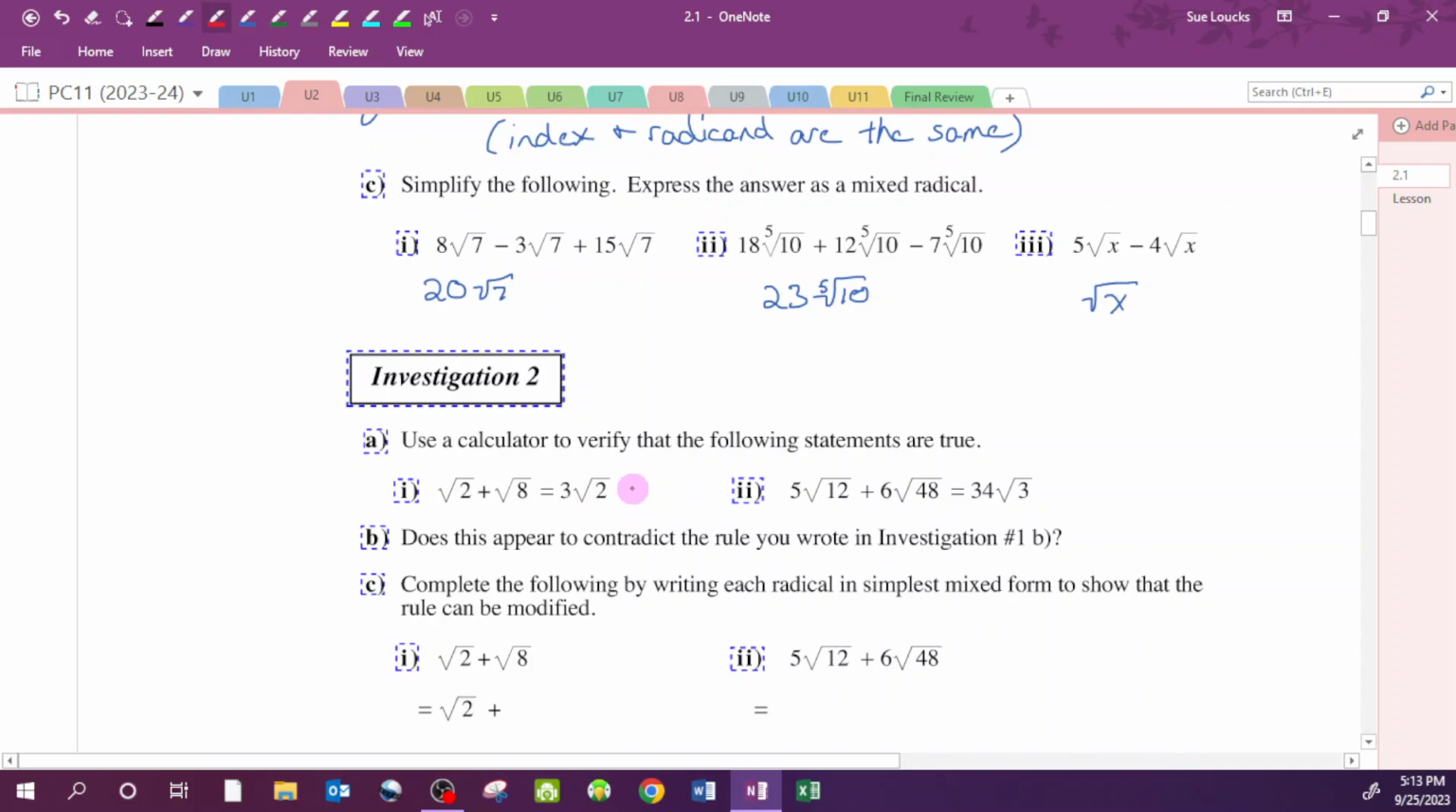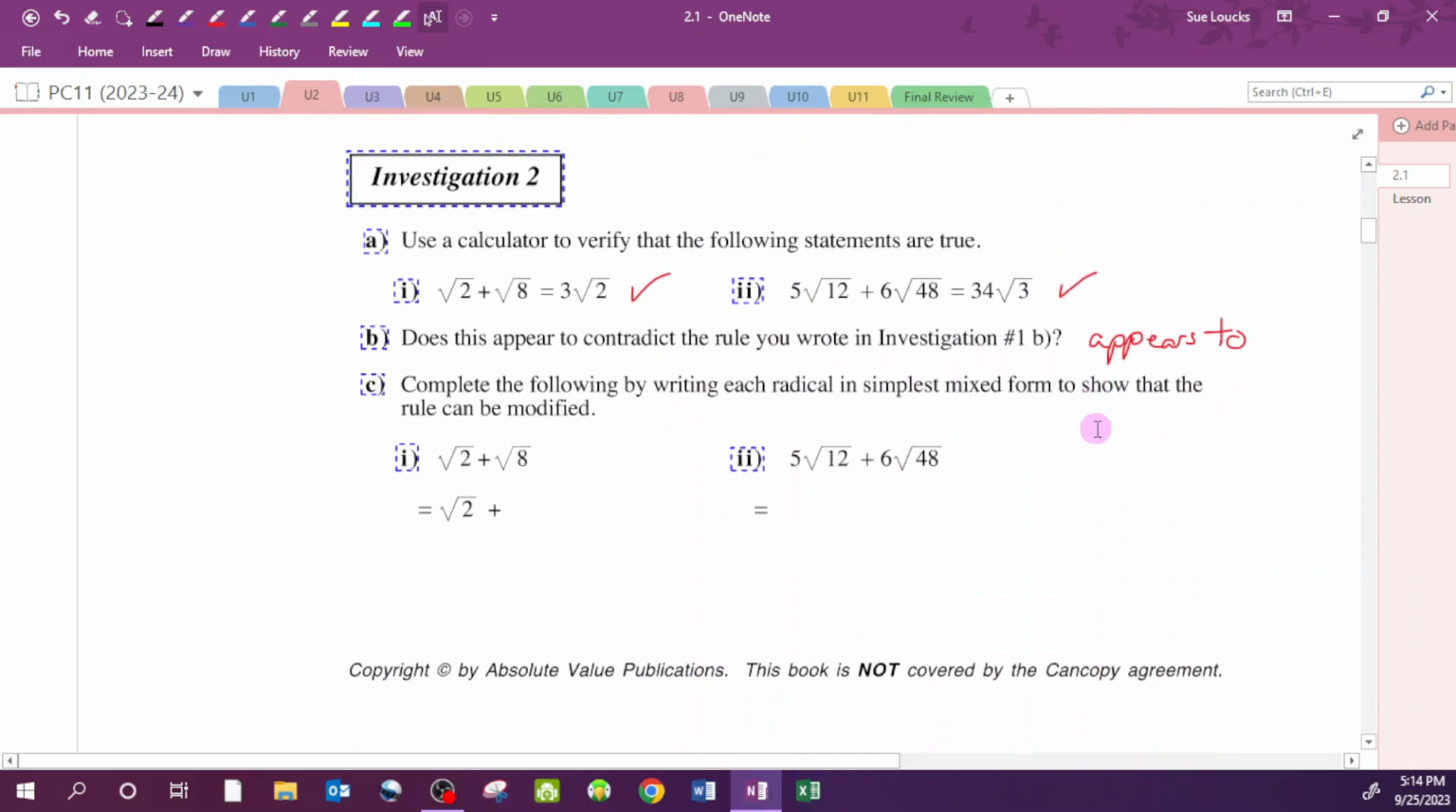Hopefully you saw that this is correct and this is correct. And does this appear to contradict the rule that you wrote above? Yeah, it appears to, because we definitely did not have like radicands there, or like radicals. We didn't, but we can make them like radicals. So let's take a closer look at this.